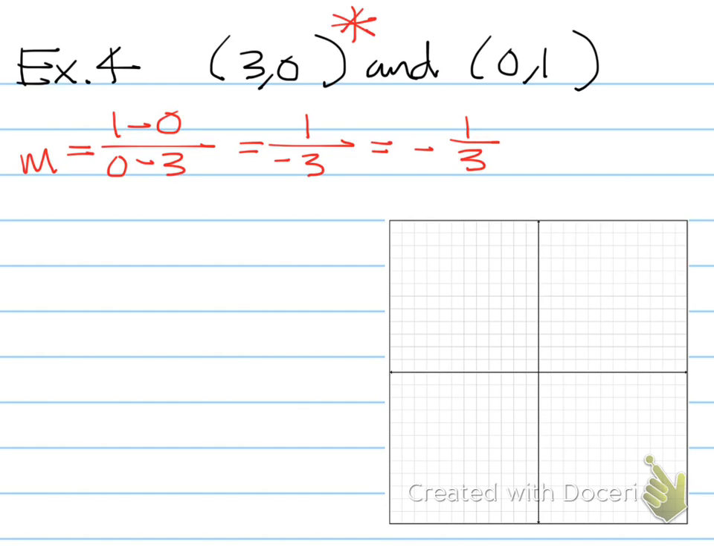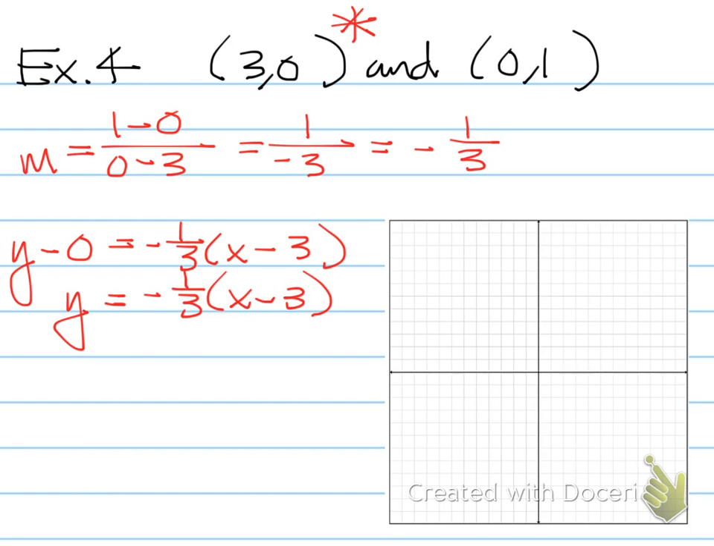So now we're just going to choose either point. If we choose the point on the left, we'll have y minus the y-coordinate of that point, which is 0, equals the slope, -1/3, times the quantity x minus the x-coordinate of that point, which is 3. And we never write y minus 0, so we'll instead just put y equals -1/3 times the quantity x minus 3. To graph this line, all we have to do is plot the 2 points that were given to us, 3, 0, and 0, 1. Draw a line through those 2 points, and we're done.